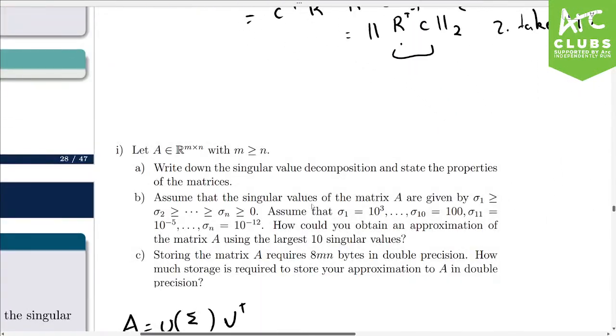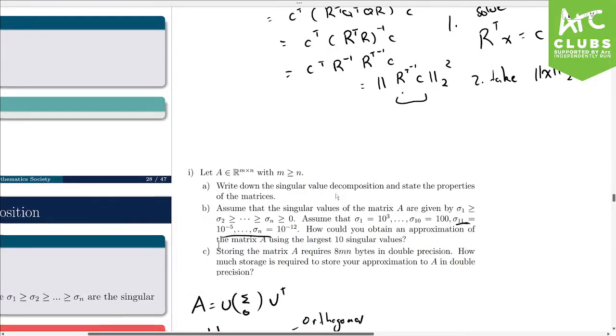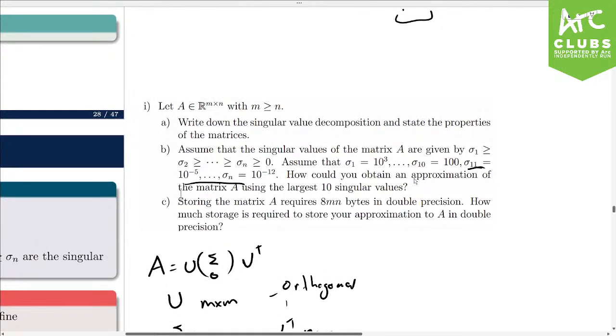Now we have all of these singular values, and we want an approximation of the matrix A using just the 10 largest singular values. So what we can do is ignore all of the singular values after 10 and basically set them to 0. And then multiply the matrices together, with a changed middle matrix.